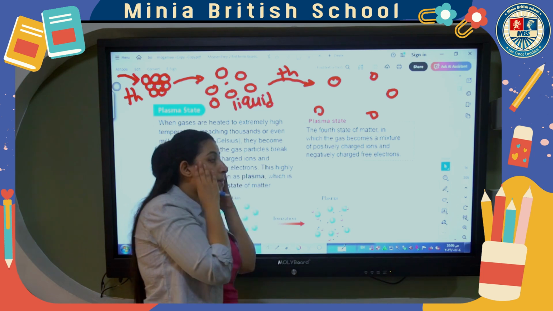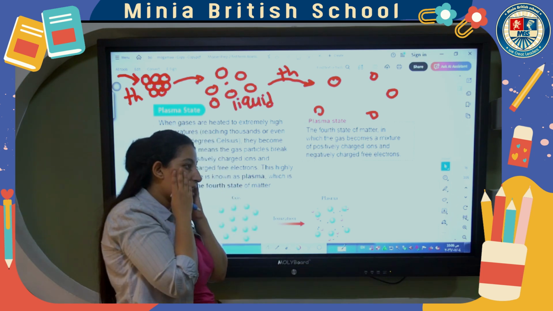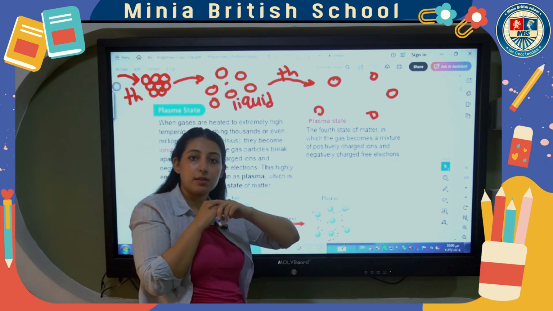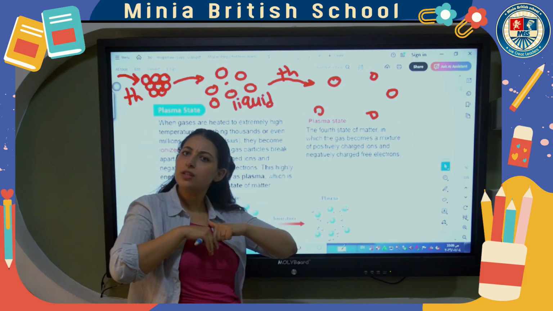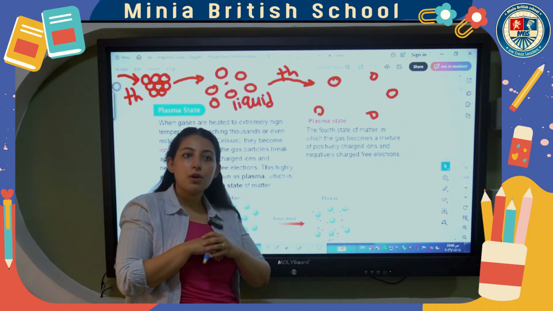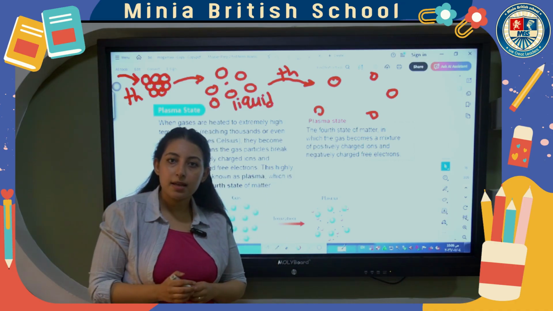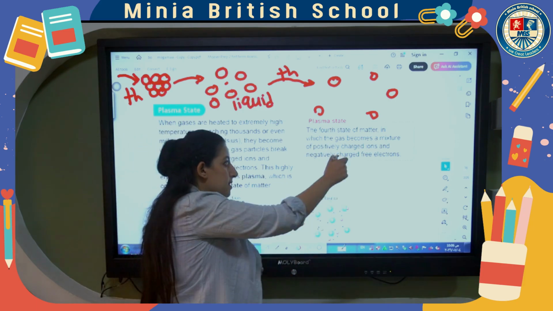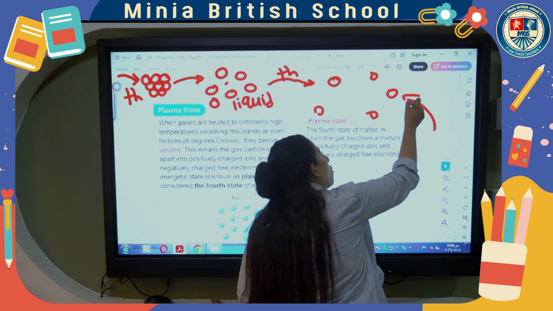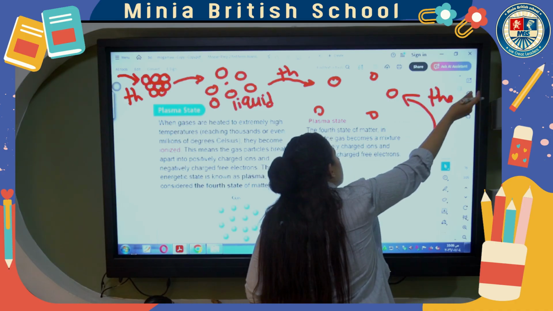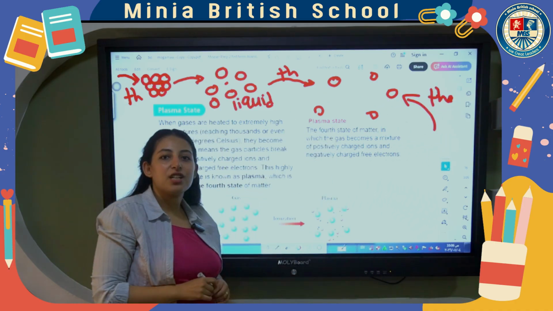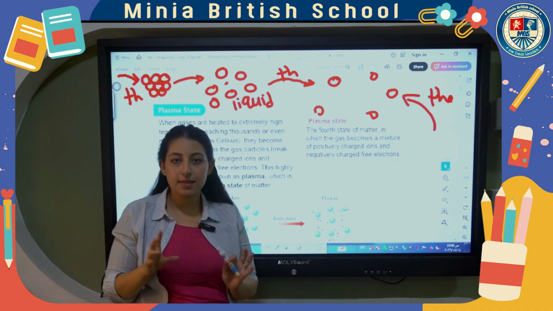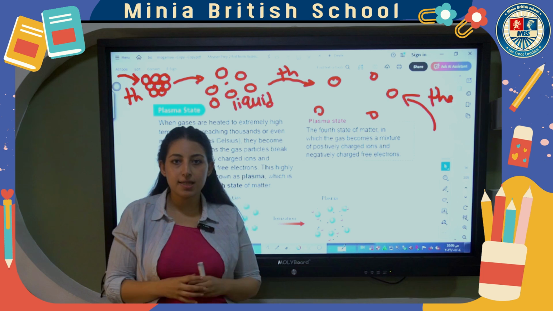Okay. Did you think before about what happens if the gaseous molecules gain more thermal energy, with high temperature, with thousands and millions of degrees? What will happen if gaseous matter gains more thermal energy? It will change into the fourth state, which is called the plasma state. It's a highly energetic state. What happened?